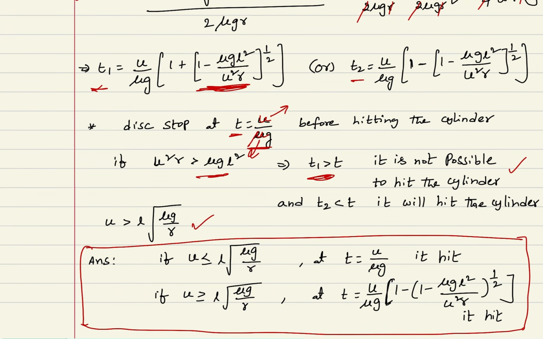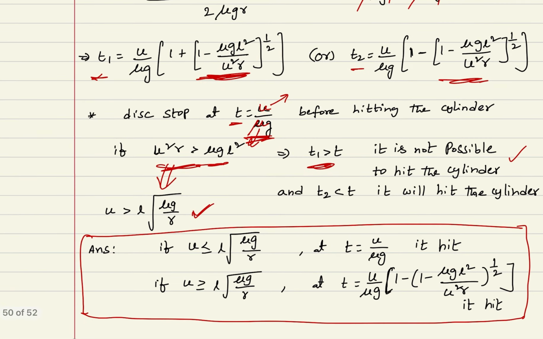Next, in the second case, if u is greater than root of L into root over mu g by r, we get this relation. In the second case, the t2 value is less than t, which is nothing but u divided by mu g, so it will hit the cylinder.